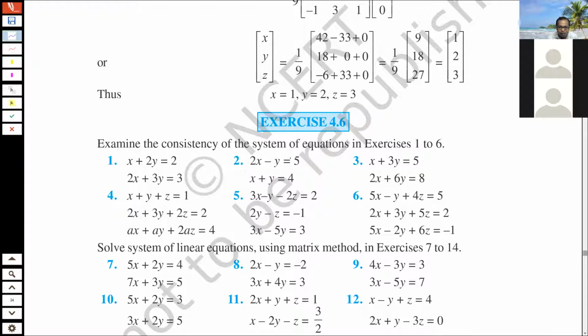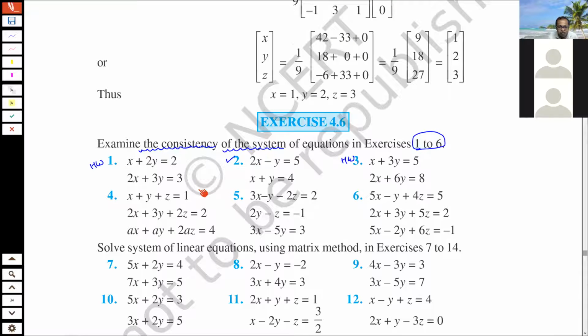So what I will do, I will select this question. Now look here, examine the consistency of the system. In exercises 1 to 6, we are not supposed to solve. We just need to examine the consistency. It means whether the values of x and y can be found or not. So let me explain how to solve this. We have question number 2.